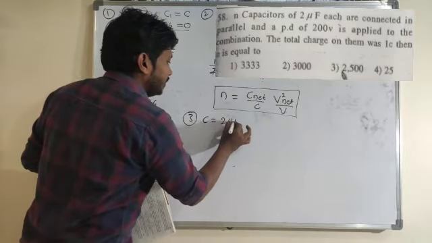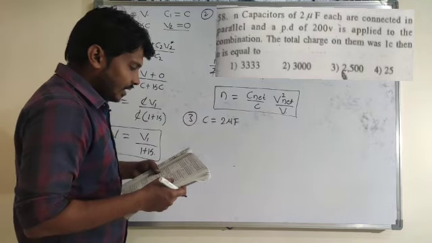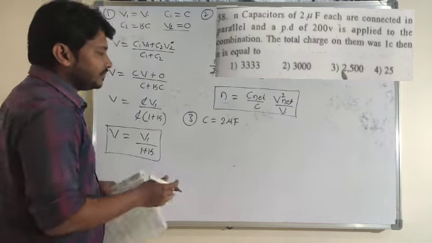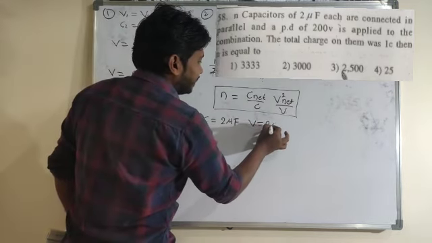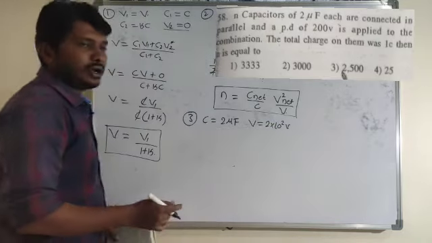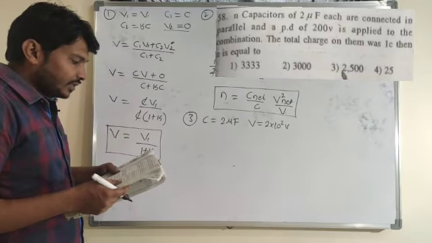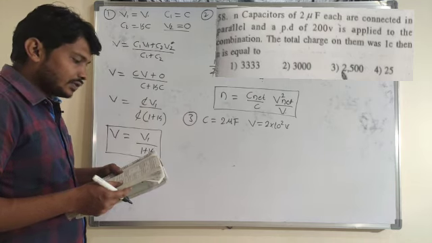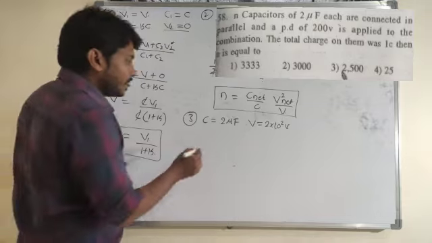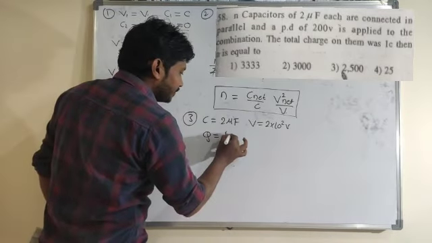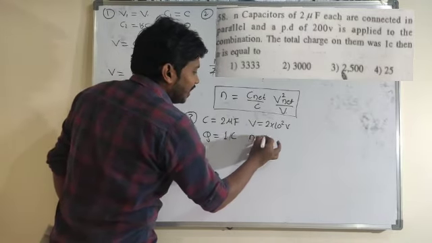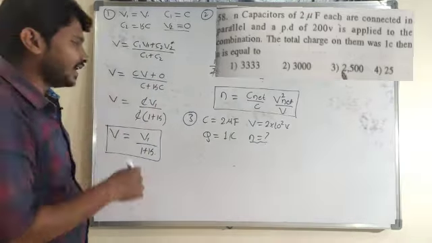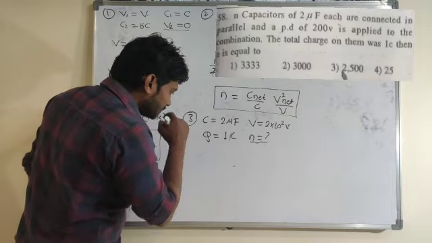Each capacitor has a value of 2 microfarad, and they are connected in parallel with a potential difference of 200 volt. Applying 200 volt to the combination, the total charge on them was 1 coulomb. Then N is equal to, so total charge is how much? 1 coulomb here. To get this combination, I need to find out how many capacitors are connected.